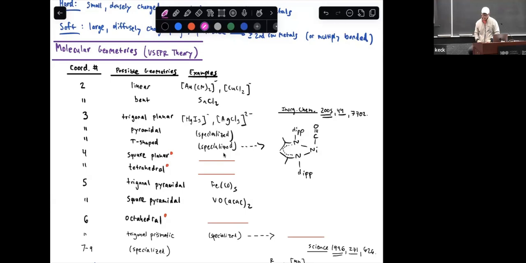And this then constitutes the set of preferred geometries. And you can imagine this had its day in the sun and was useful for a period of time, and now we have more sophisticated treatments for how to think about this.